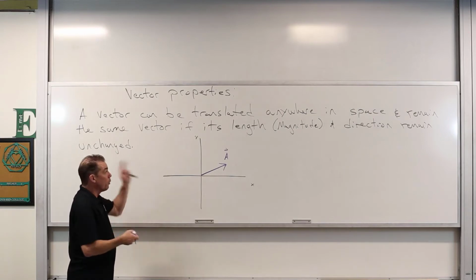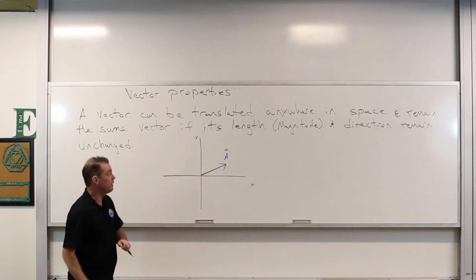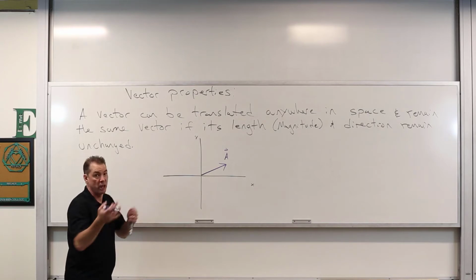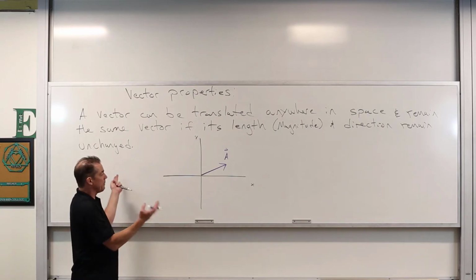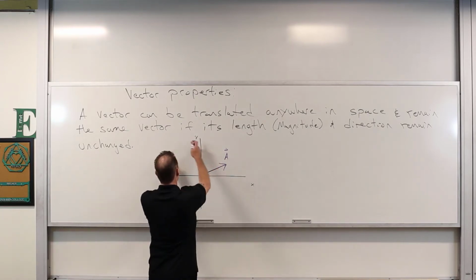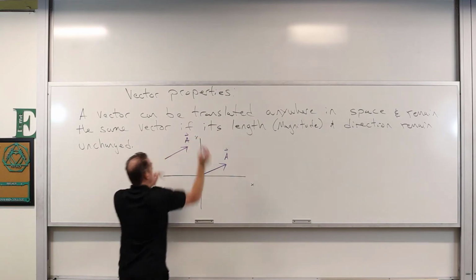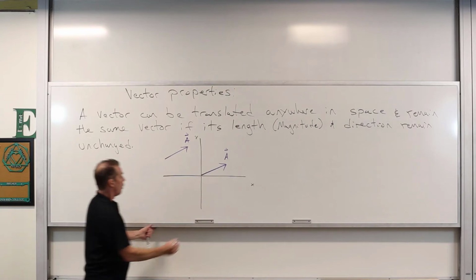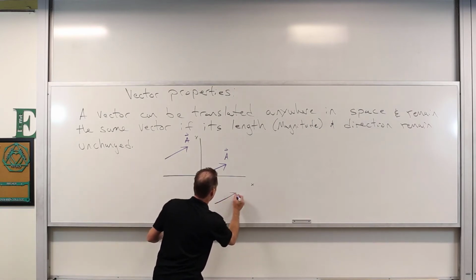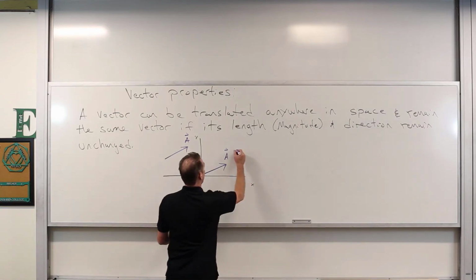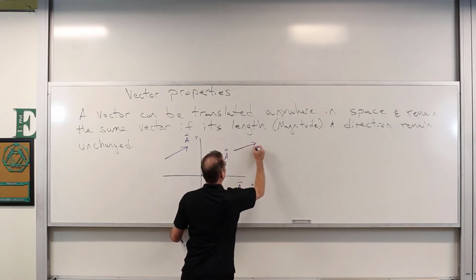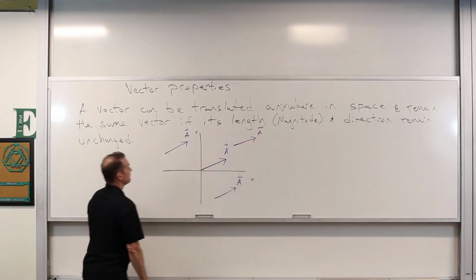And as long as I don't rotate it, change its direction, or change its length, change its magnitude, it remains the same. So I can take this vector and I can move it over here and say, well, that's A hat as well. Or I could put it down here. That's A hat, or I could just move it over here and say that's A hat.